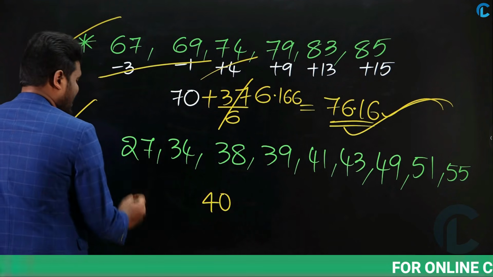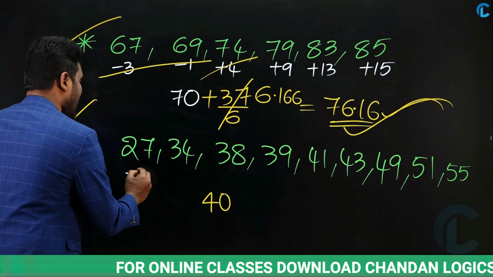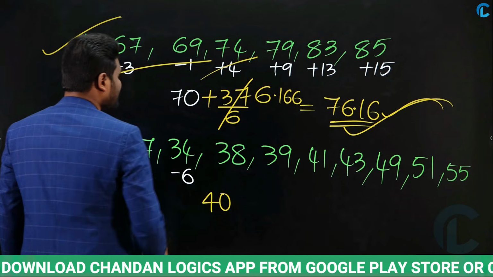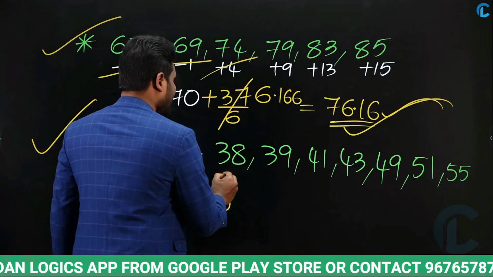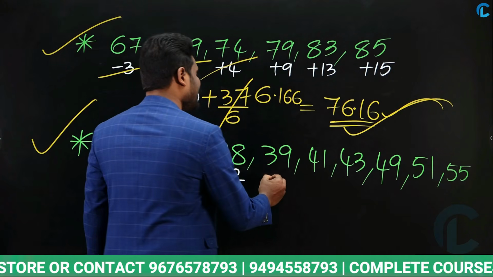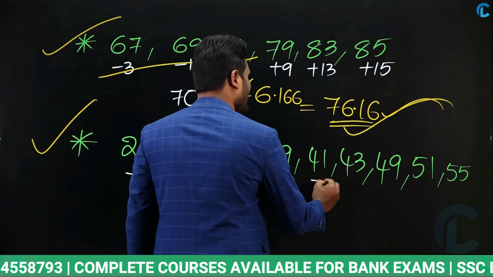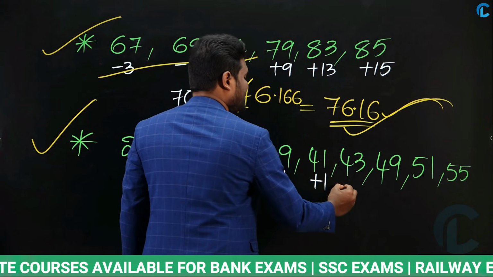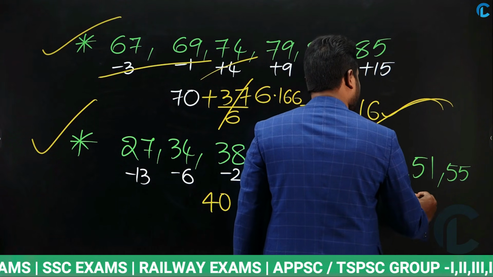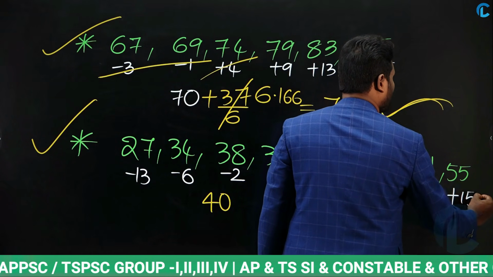Let us cross check. Now if you look at this number, 27 is less than 40. How much less than 40? 13 less than 40. 34 is less than 40. How much less? 6 less than 40. 38 is less than 40. How much less? 2 less than 40. 39 is less than 40. How much less? 1 less than 40. 41 is 1 more than 40. 43 is 3 more than 40. 49 is 9 more than 40. 51 is 11 more than 40. 55 is 15 more than 40.